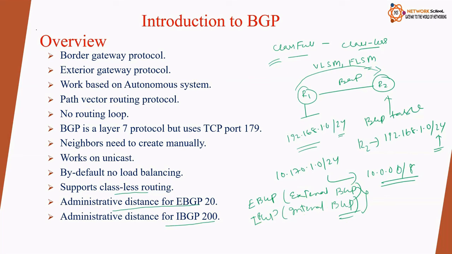But for the time being, let's say whenever we are establishing communication between two routers, R1 and R2, and these two routers are from different autonomous systems, let's say R1 is 100 and R2 is 200. Whenever we establish communication between two different AS numbers, it is known as eBGP. Whenever we establish communication between R1 and R2 that belong to the same AS number, it is known as iBGP.